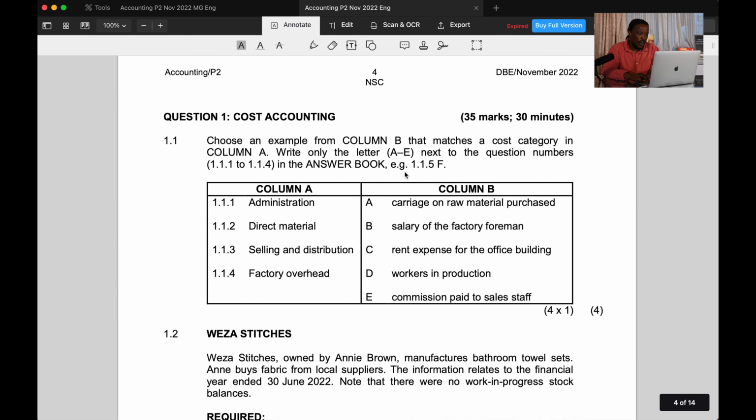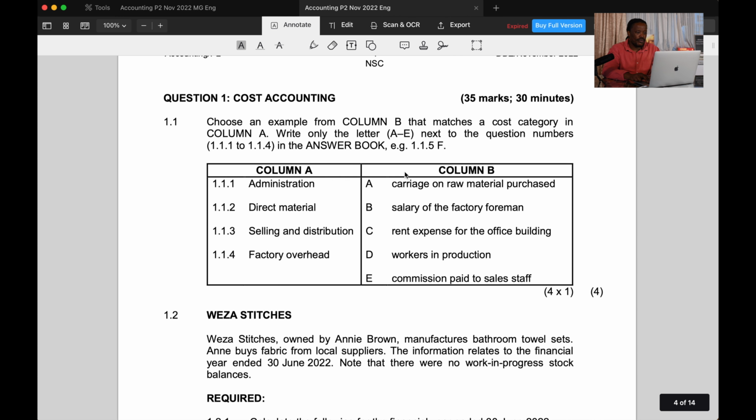What was the question on question 1? Choose between column A and column B. I'm going to leave 1.1 for you to complete, and it's simple after you have completed this exercise. You must be sure about your concepts. You must have done direct material, direct labor, manufacturing overheads. Those cost accounting concepts are very important that you understand.